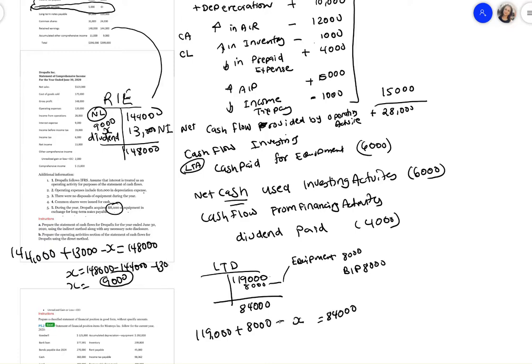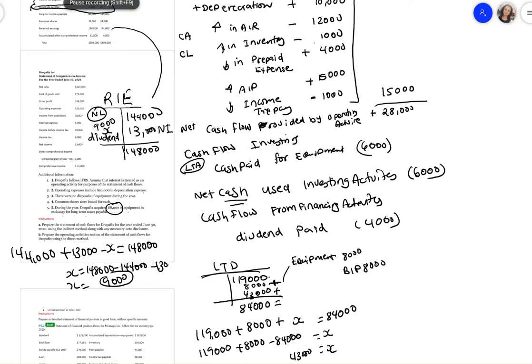What else happened? What we are doing is solving for X, and we could do it either way. If you put your X here, all you're going to do is 109,000 plus the 8,000, and then minus your 84,000 should give me my X. So let's see what that is. 109 plus 8 minus the 84,000 gives me 33,000.